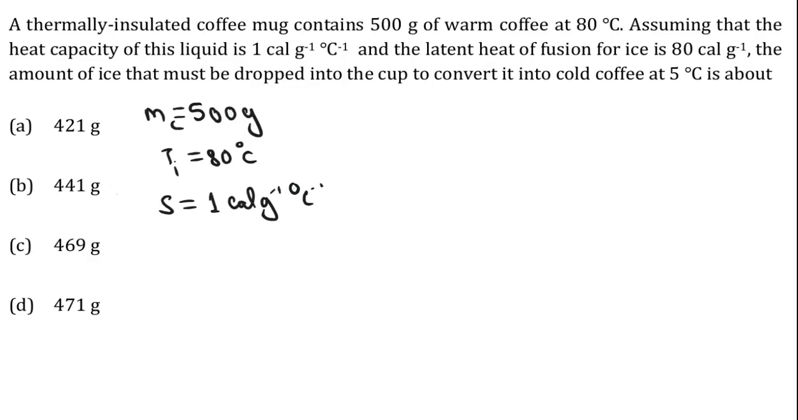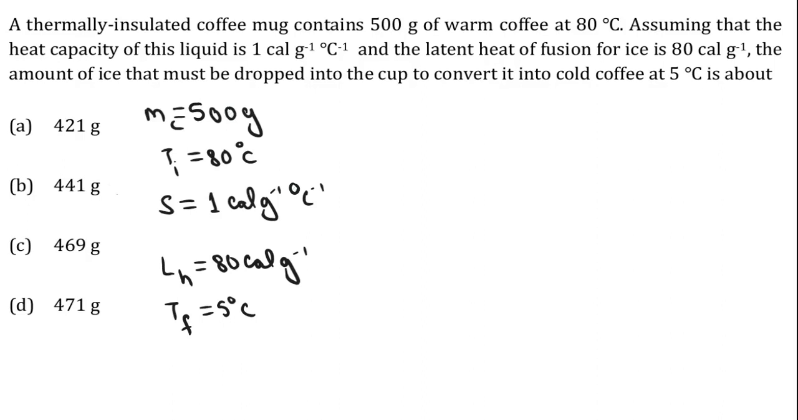and the latent heat of fusion for ice, so let me write that latent heat of fusion is 80 calories per gram. The amount of ice that must be dropped into the cup to convert it into cold coffee at 5 degrees centigrade. So the final temperature must be 5 degrees centigrade.